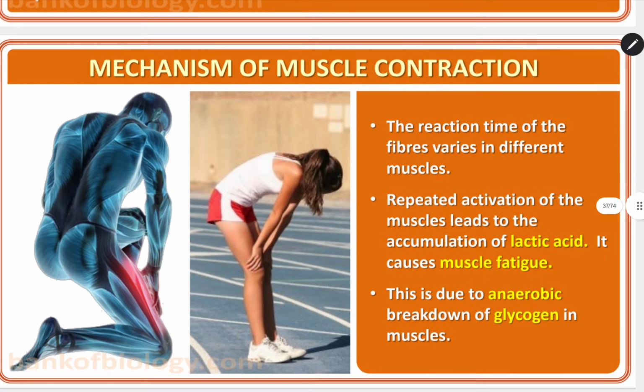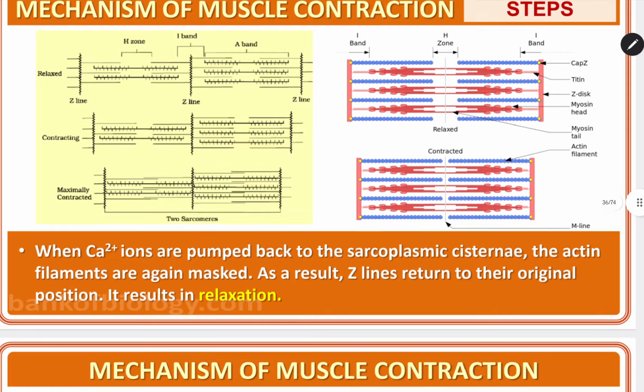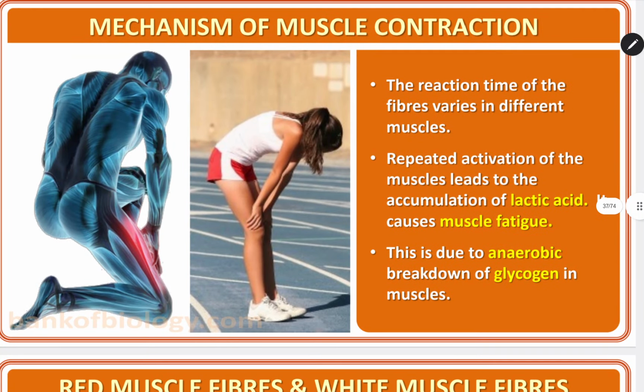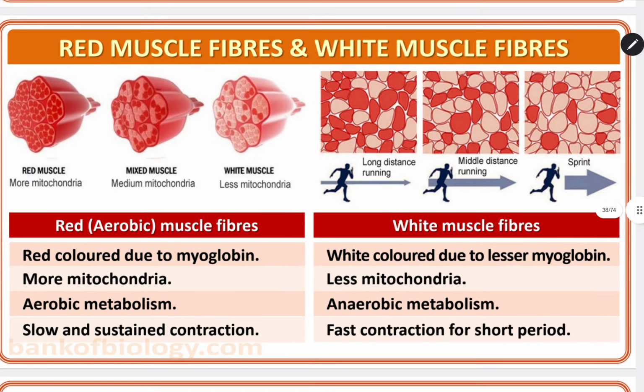Next, the reaction time of the fibers varies in different muscles. Repeated activation of the muscles leads to accumulation of lactic acid, which causes muscle fatigue. This is due to the anaerobic breakdown of glycogen in muscles. Now, red muscle fibers and white muscle fibers.